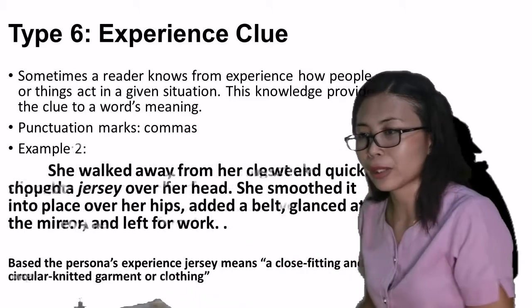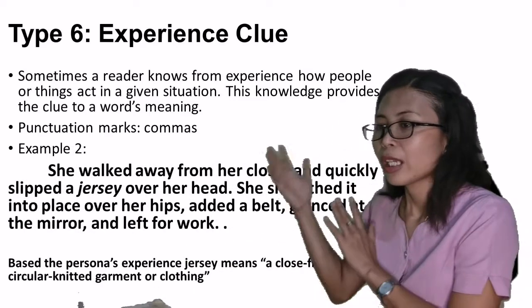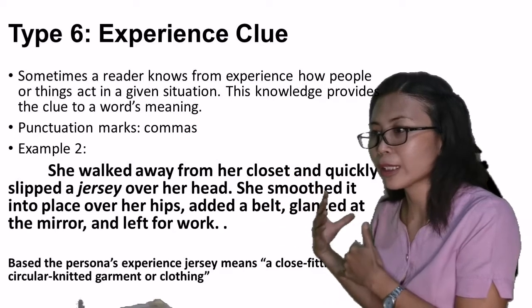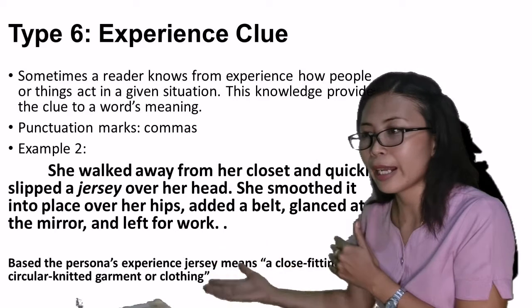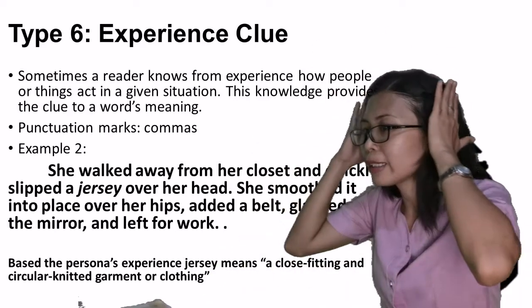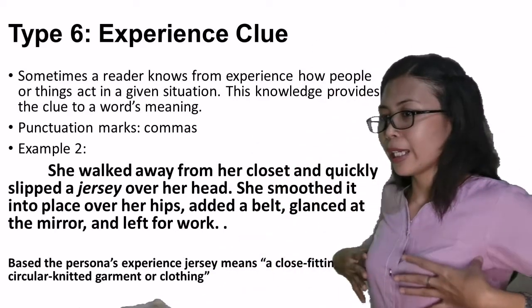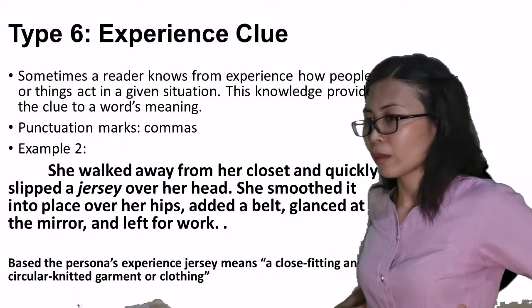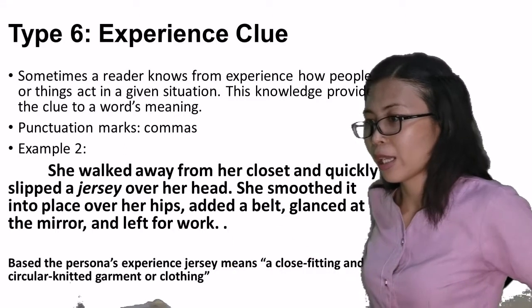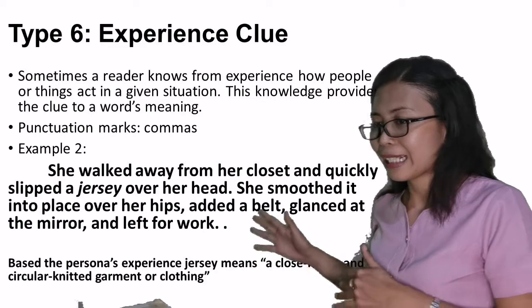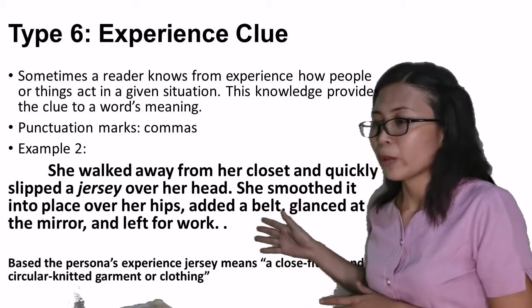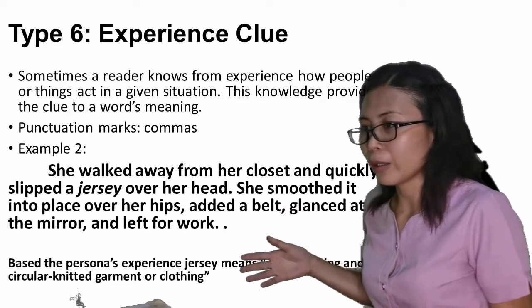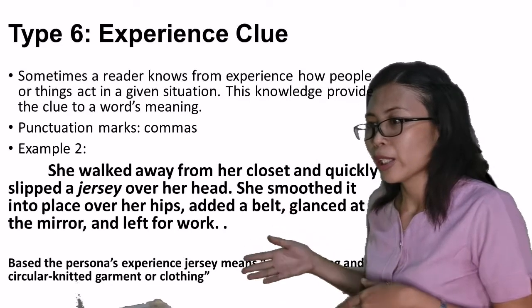Another example is: She walked away from her closet and quickly slipped a jersey over her head. She smoothed it into place over her hips, added a belt, glanced at the mirror, and left for work. Okay, we don't know what jersey is about, but according to her, she wore it.